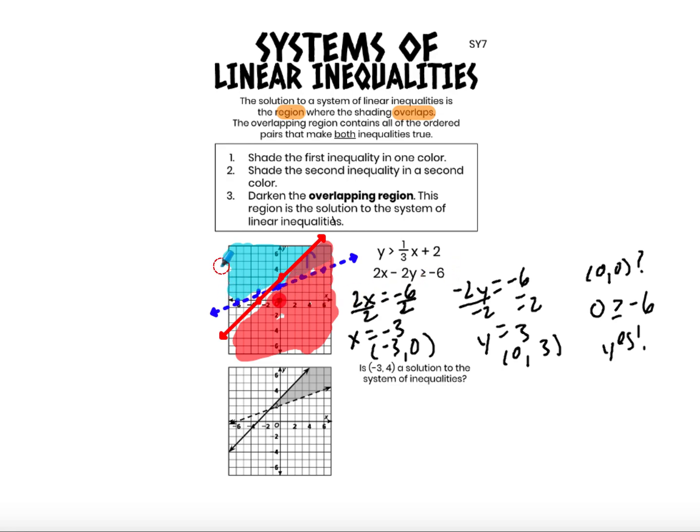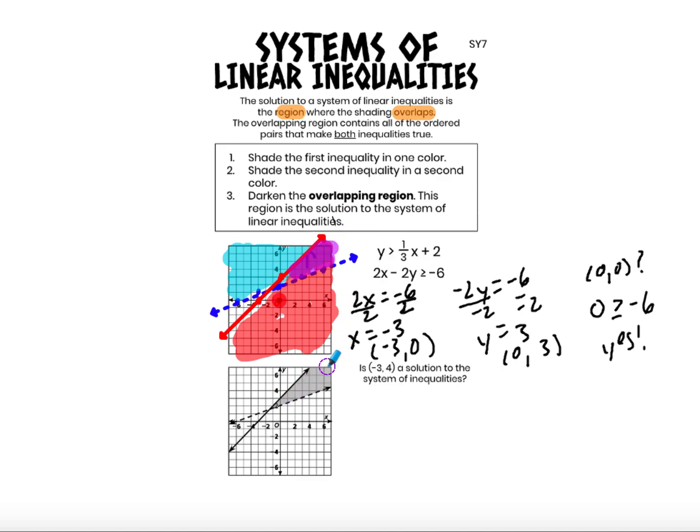So here's my system. I've graphed y is greater than 1/3 x plus 2, and I've graphed 2x minus 2y is greater than or equal to negative 6. Now this is not my solution. My solution to the system is the overlapping region only. So only this purple region, and it would have nicely turned purple for me if I were doing this using colored pencil or highlighter on my own. This purple region only is my solution to the system. Blue region, solution to the first inequality. Red region, solution to the second inequality. Purple region, that's the region that lies in both blue and red. That is my solution to the system of inequalities.